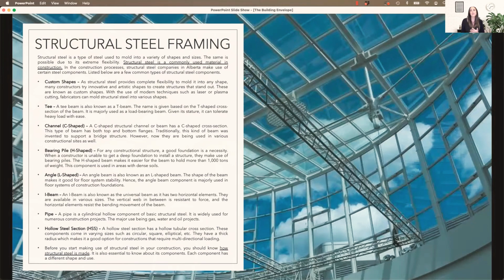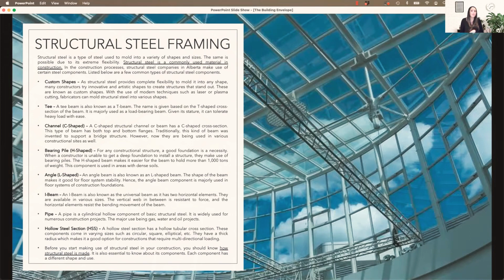Some great things about structural steel components are you can do custom shapes, so that if you have this really cool design feature and you figure out how to support it, you can do customized structural steel framing. So if you have, like, a cantilevered element or a big archway or something like that, that wouldn't limit itself to something that's prefabricated, structural steel is a great option. The T-beams are also used as load-bearing beams in structural steel framing.